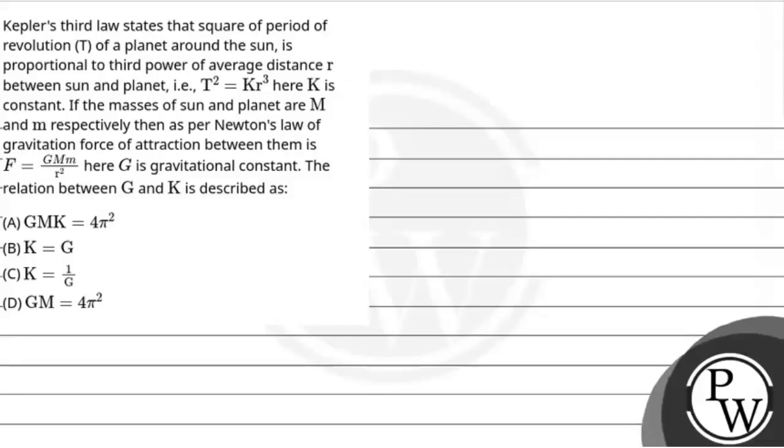The question says, Kepler's third law states that the square of the period of revolution T of a planet around the sun is proportional to the third power of the average distance between the planet and the sun. That is T square is equal to K R cube. Here K is a constant. If the masses of the sun and the planet are capital M and small m respectively, then as per Newton's law of gravitational force of attraction between them, F is equal to G M m by R square. Here G is the gravitational constant. The relation between G and K is described as.